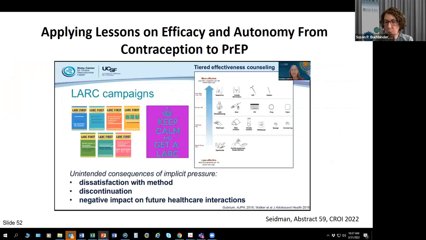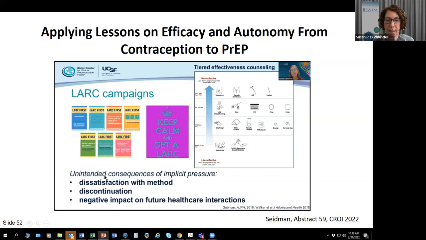I next wanted to highlight a talk that Nika Seidman presented in one of the symposia that I really highly recommend, because it talks to us about how we counsel about PrEP. She was applying lessons on efficacy and autonomy from contraception, she's an OBGYN, to the issue of PrEP. And what she said is that there was a push for a period of time for long-acting reversible contraception, or LARC, for women, particularly women who providers felt might be poorer candidates for adherence to other methods.